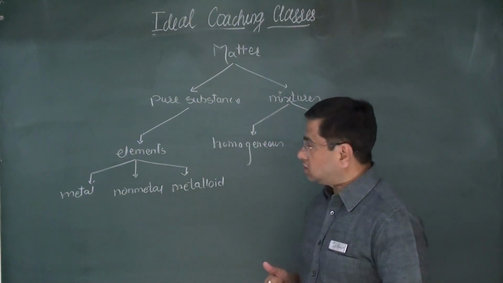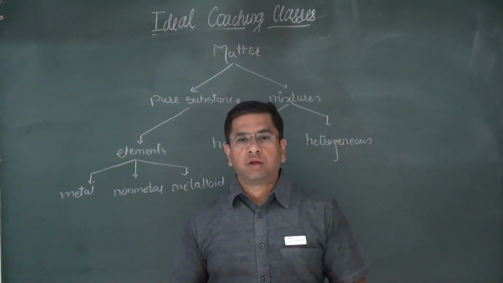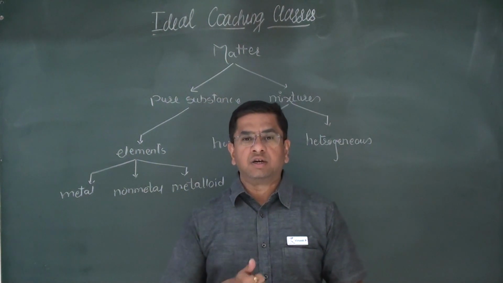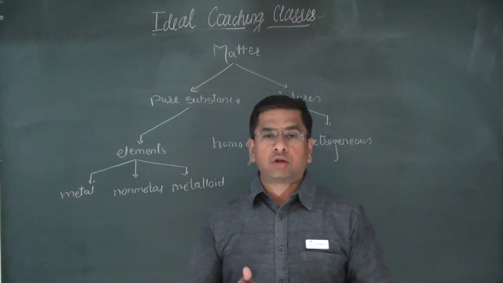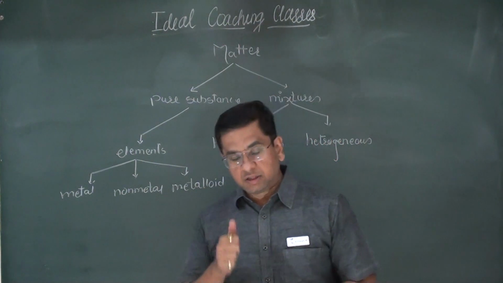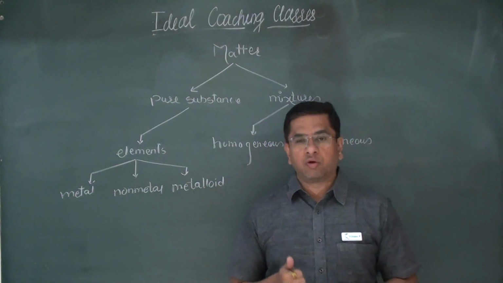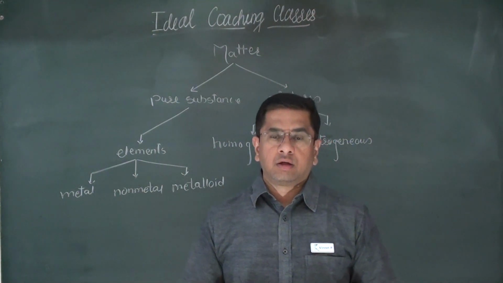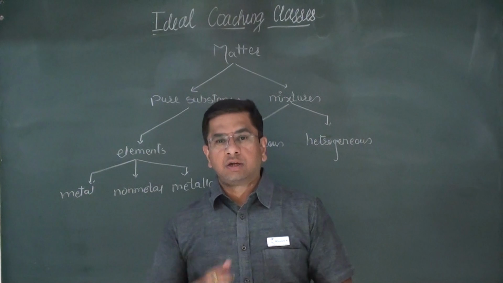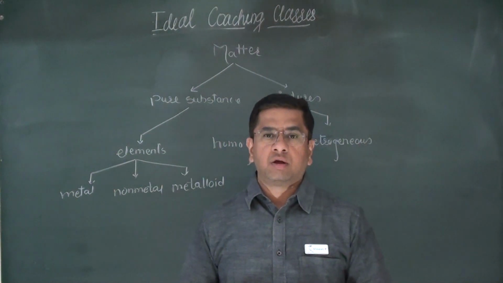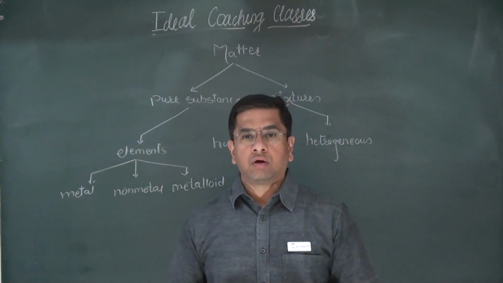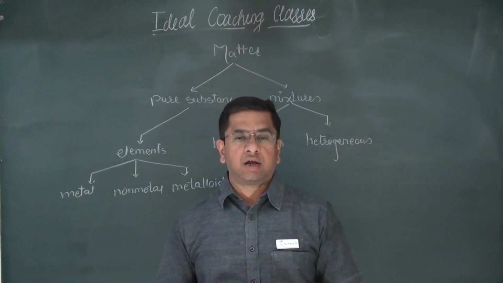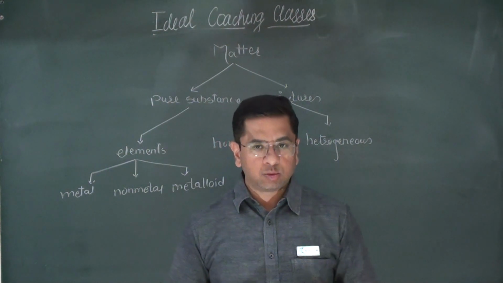The first one was, which is the element in the periodic table which is devoid of neutrons? First of all, is there any element in the periodic table devoid of neutrons? And if at all there is, which is the element? The answer to that question is, there is only one element in the periodic table which does not have any neutron in its nucleus, and that is hydrogen. 1H1, that is what we call it.